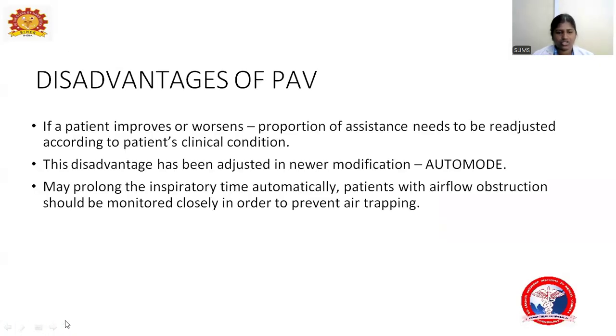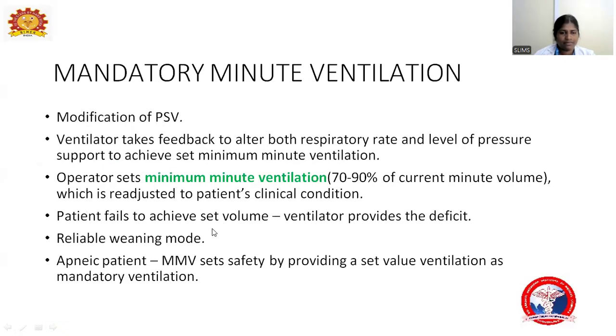So what are the disadvantages of this proportional assist ventilation? If the patient improves or worsens, the proportion of assist needs to be readjusted according to the patient's clinical condition. This disadvantage has been addressed in the newer mode, that is auto mode, because it switches automatically from spontaneous to pressure control. It may prolong the inspiratory time automatically, and patients with airflow obstruction should be monitored closely in order to prevent air trapping.